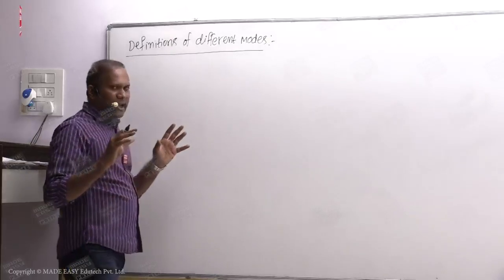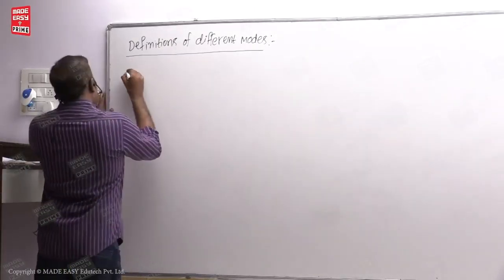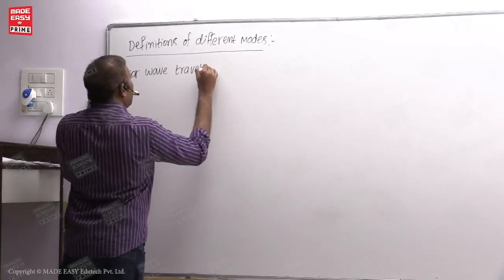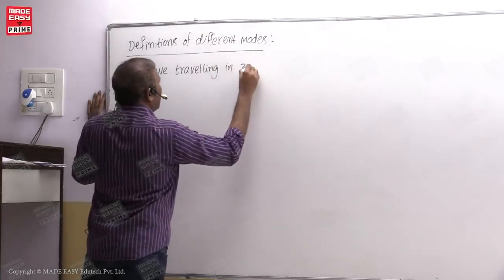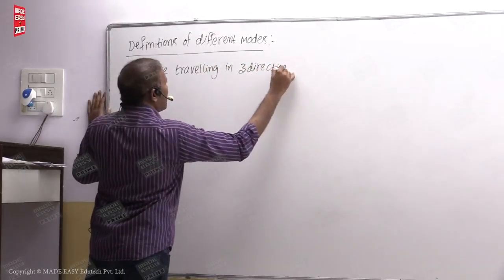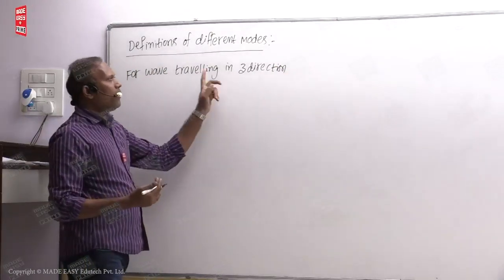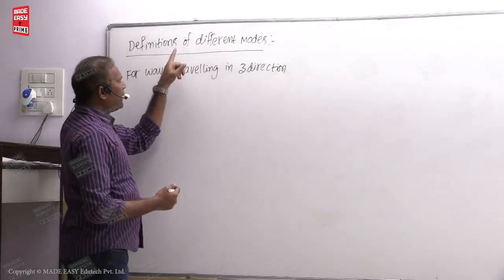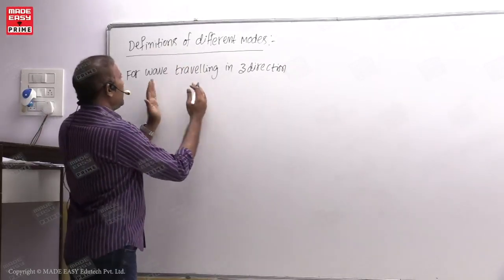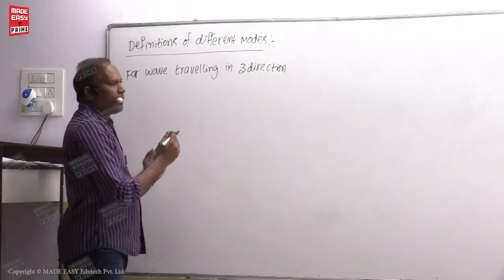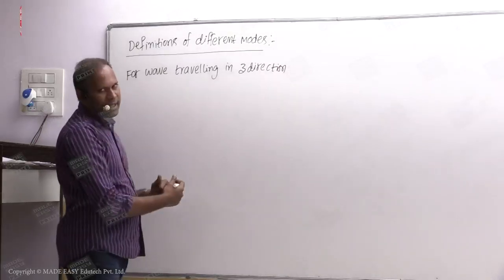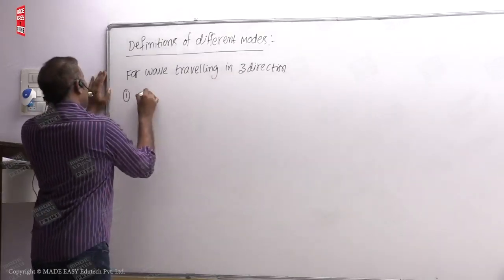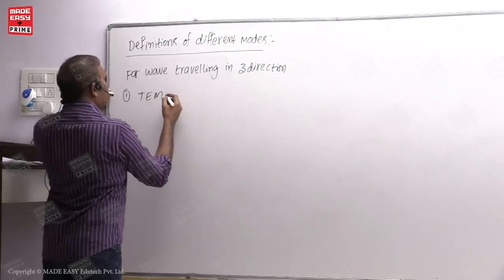We are assuming that the wave is traveling in z direction. For a wave traveling in z direction, that means, students, these definitions are going to change if the wave propagation direction changes. That is why I have mentioned that we are giving the definitions of different modes by assuming the wave is traveling in z direction. So for a wave traveling in x direction, the definitions are going to change actually. We will see that. So for a wave traveling in z direction, first one, TEM mode, transverse electromagnetic mode.